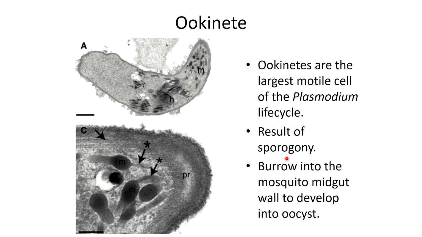So moving on to the ookinete, it is the largest motile cell of the Plasmodium life cycle. It is a result of sporogony, or the maturation within the mosquito. When the ookinetes are mature, they will burrow into the mosquito midgut to develop into the oocyst. Here we can see the polar ring. In M, we can see the micronemes. And arrows would be microtubules. Again, these organelles are just necessary to help burrow into the host and establish infection.